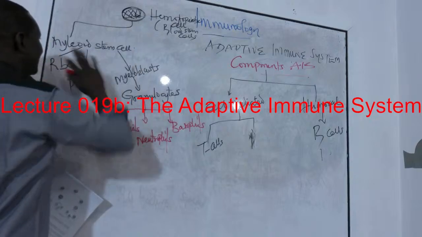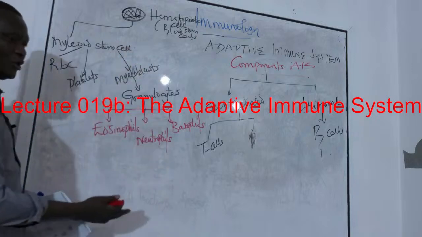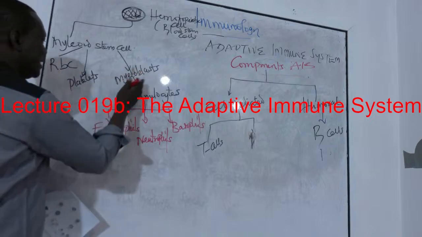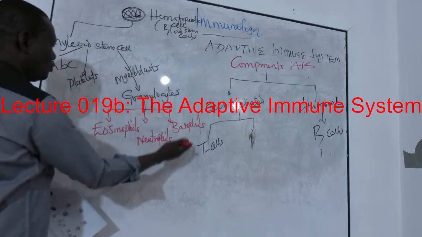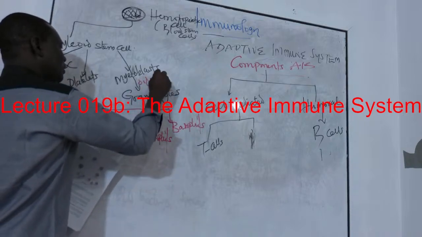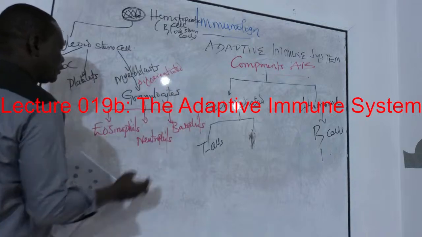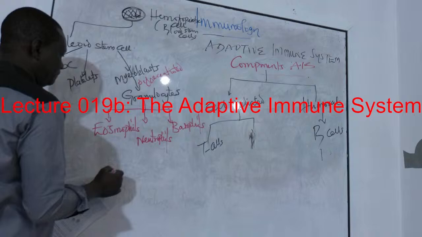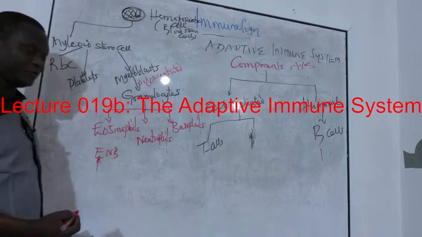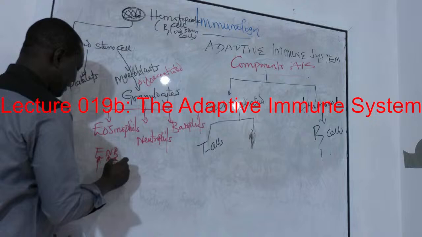So this can be divided into two. I said myeloid stem cells, which comprises of a red blood cell, the platelets, and the myeloblasts. So myeloblasts will further be differentiated into granulocytes, and granulocytes consist of EMB. That is, E is standing for eosinophils, N is standing for neutrophils, whereas B is standing for basophils.